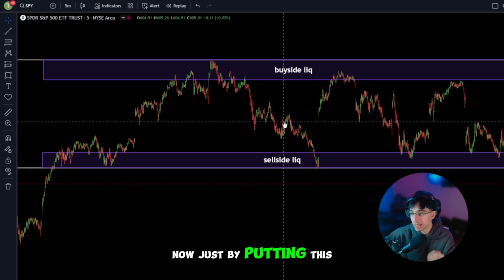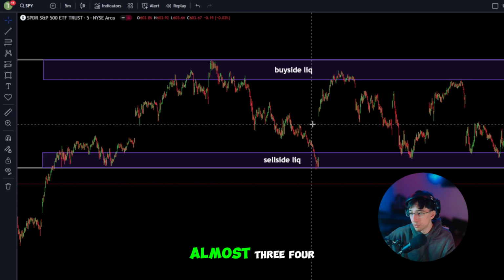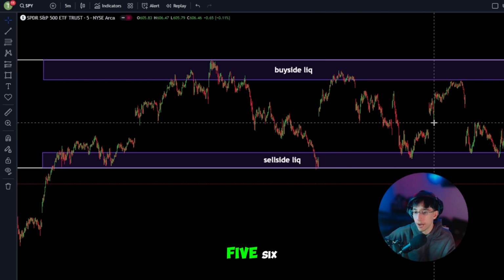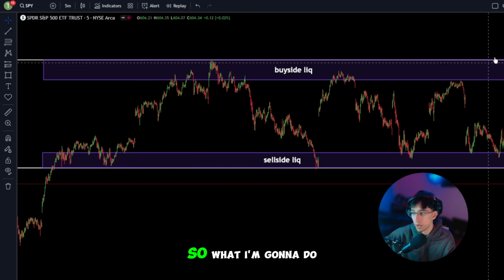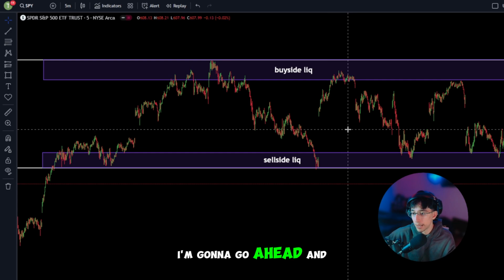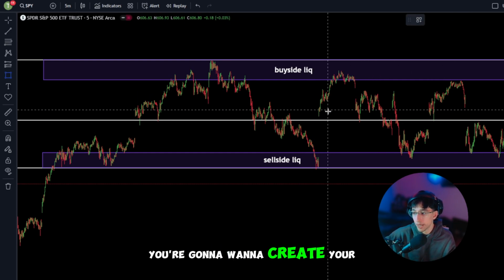Now, just by putting this line here in the middle, you can see we actually have 1, 2, almost 3, 4, 5, 6, 7, a good amount of support and rejection going on here. So what I'm going to do is I'm going to go ahead and just draw the line here. And now you have the line in, you're going to want to create your zone.